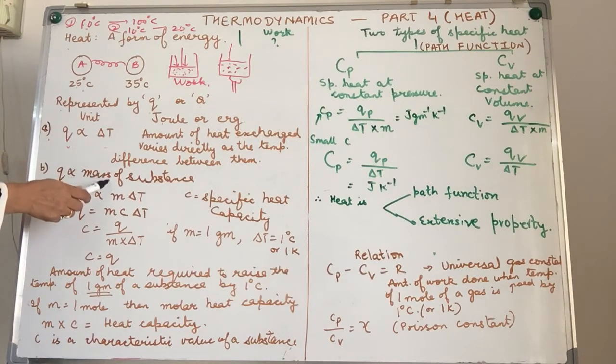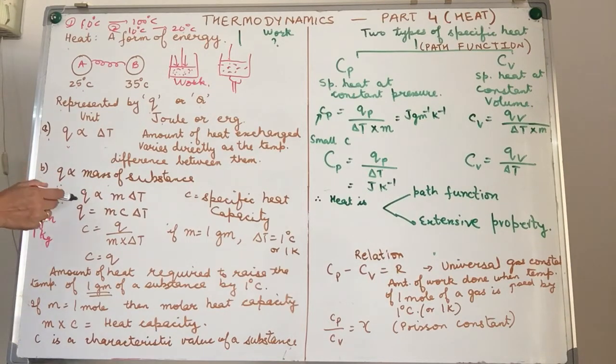Amount of heat also varies directly as the mass of substance taken. So I have to heat 1 gram of water by 1 degree Celsius and I have to heat 1 kilogram of water by 1 degree Celsius, in which case will the amount of heat required be more? Yes, 1 kilogram, or alternately if you want to state its volume, we'll say 1 liter of water will need more amount of heat. So that means the amount of heat required directly varies as the mass of substance taken.